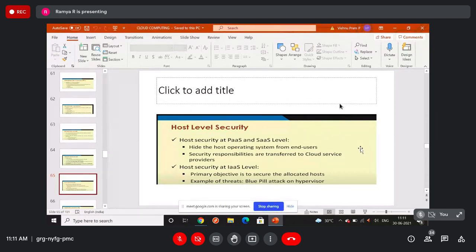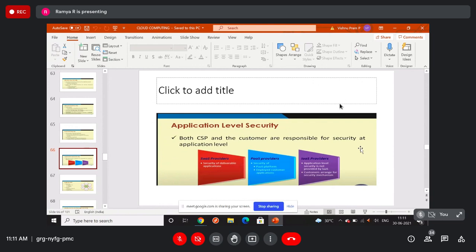The primary objective is to secure all the allocated hosts. For example, a blue pill attack on the hypervisor. Hypervisor in the sense, you know, like a hard disk you partition. In the data centers, they have to partition the hard storage and divide one system into different systems. To do that, they need software called a hypervisor. They insert this software, the hypervisor, and it divides the system into virtual machines.